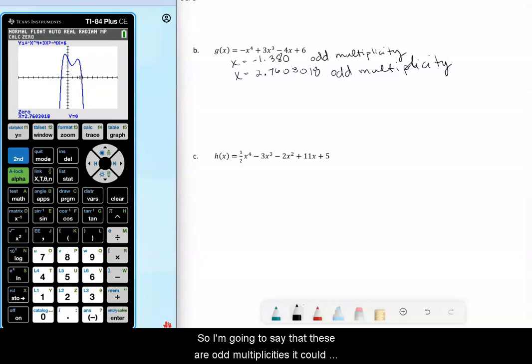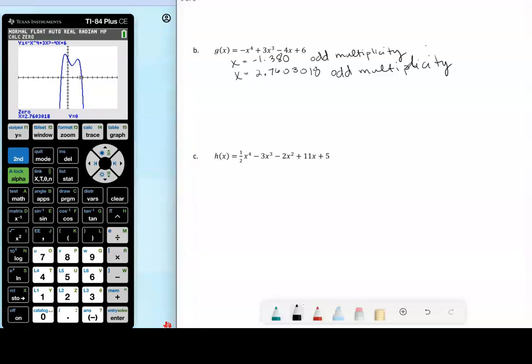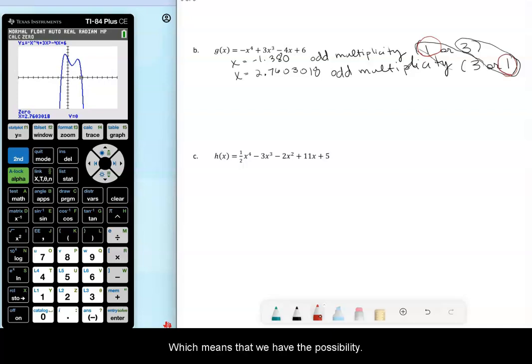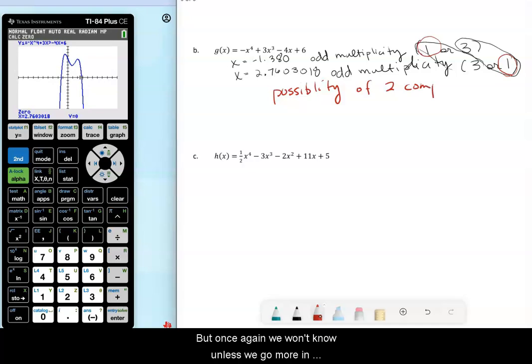So I'm going to say that these are odd multiplicities. It could be either a multiplicity of 1 or a multiplicity of 3. And this one could be a multiplicity of 3 or a multiplicity of 1. So we're either going to have these two going together or these two going together to give me that degree. Or possibly we could have these two happening, which means that we have the possibility of 2 complex zeros. But once again, we won't know unless we go more in depth into this problem.